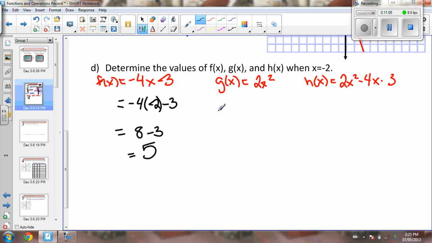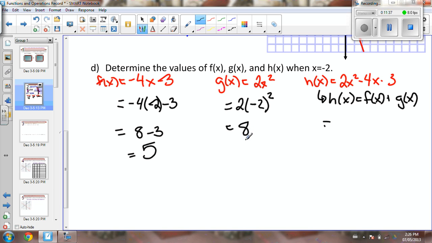So now we can evaluate our g of x equals 2x squared. Plug in that -2 for x. 2 times -2 squared. Well, that's 2 times 2 times 2, which is 8. Now for the h of x, I can do one of two things. I can either plug in my -2 for x and solve, or I could even say h of x is f of x plus g of x.